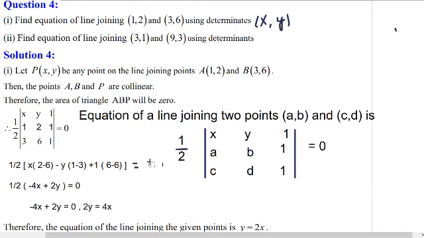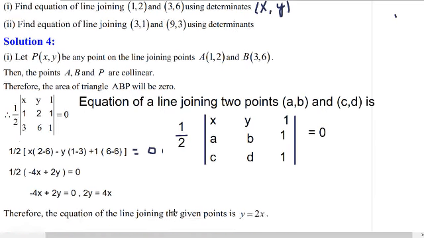Okay, why? Because the points are collinear. So minus 4x and 2y, half can be sent towards 0. So minus 4x plus 2y is equal to 0. Hence 2y is equal to 4x, or y is equal to 2x. That is the equation of the line.